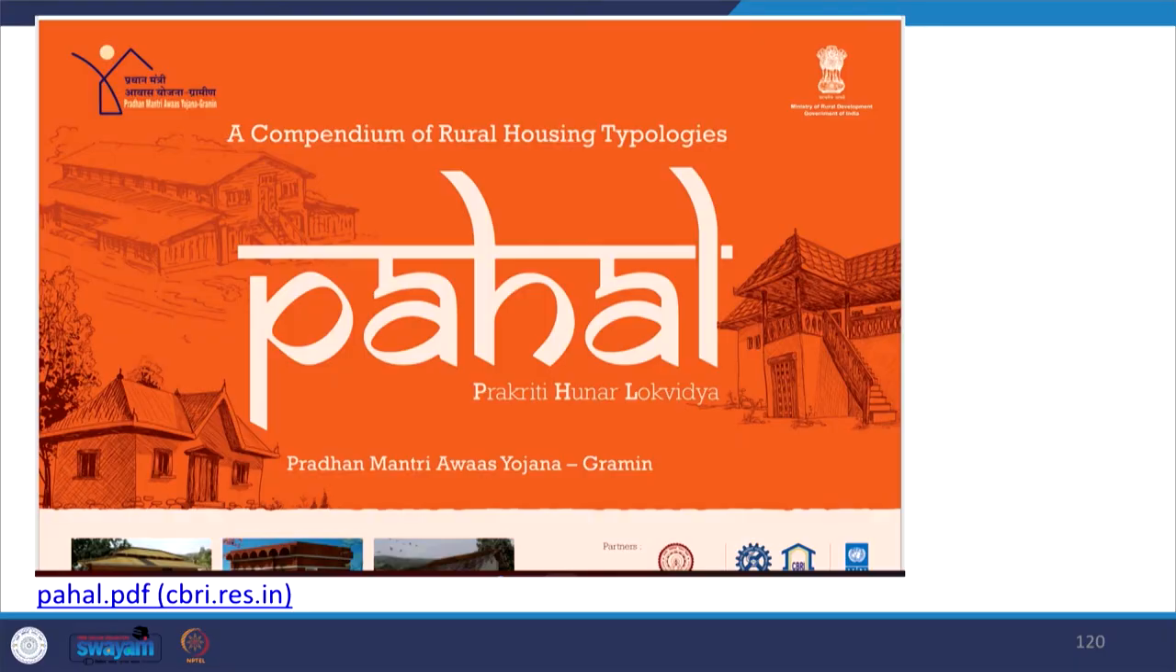We did discuss advancements in brick panels. There are some low cost technologies, but the same CBRI has also come up with a document called PAHAL, which is a compendium of rural housing typologies. I'm giving the link to it so one can go through it. This is for your information.